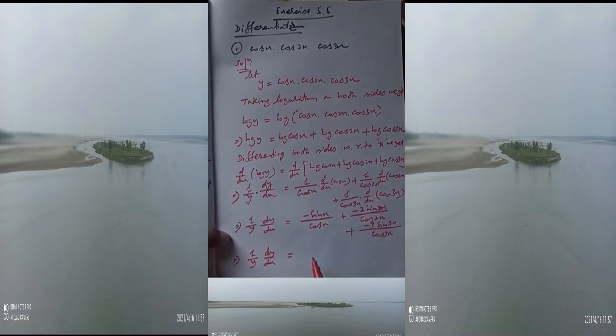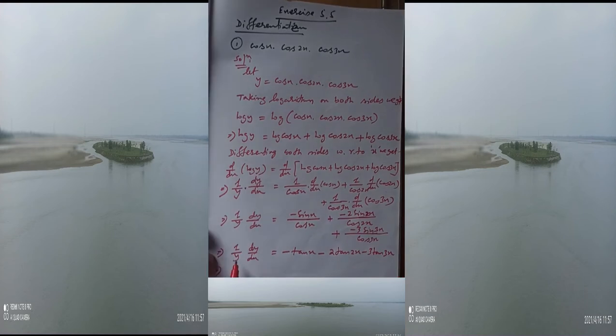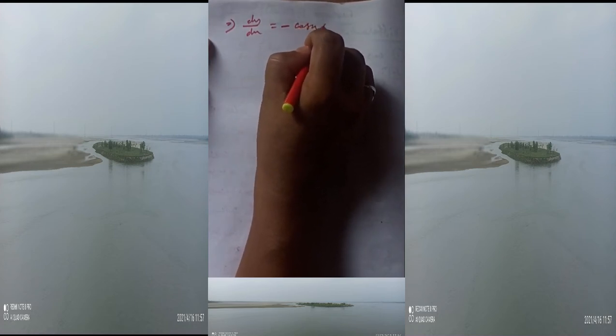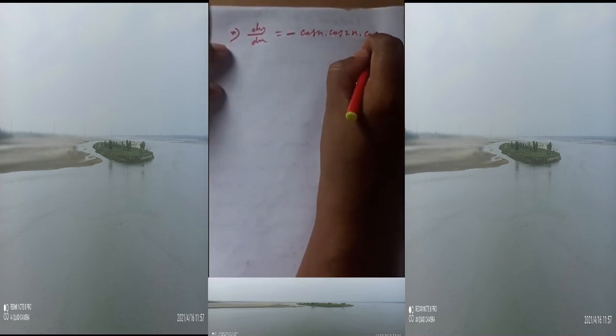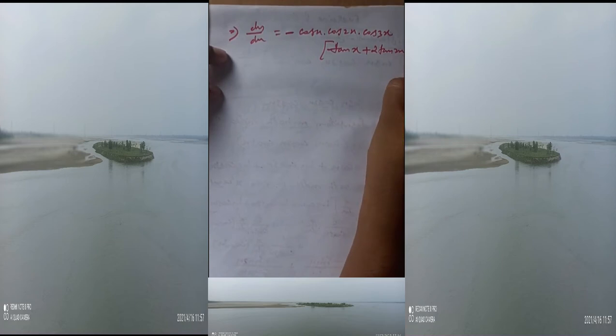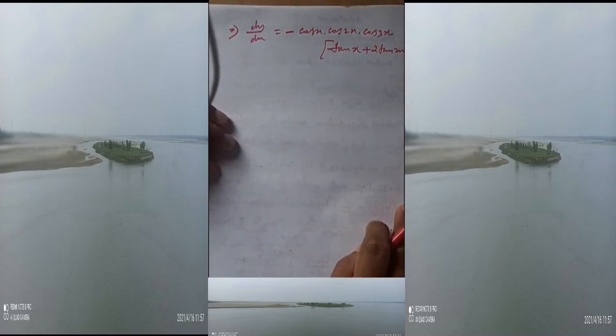We have to cross multiply this y to that side. That means dy by dx will be here. Now one more step we have to write: in place of y that we have taken, we have to write the original function. Y means cos x, cos 2x, cos 3x, and then within the bracket. So this is the final answer. This is how we have applied the properties of logarithm while differentiating a function.